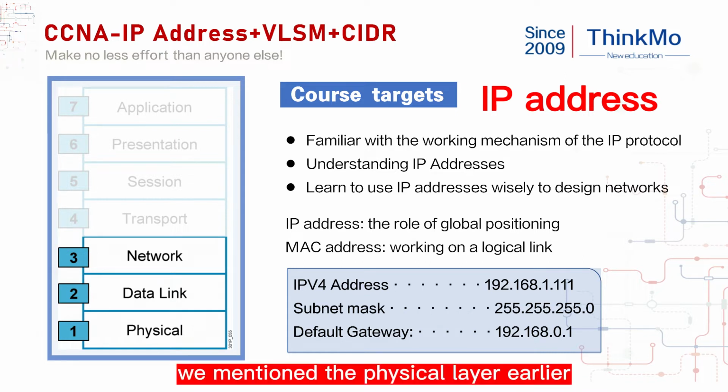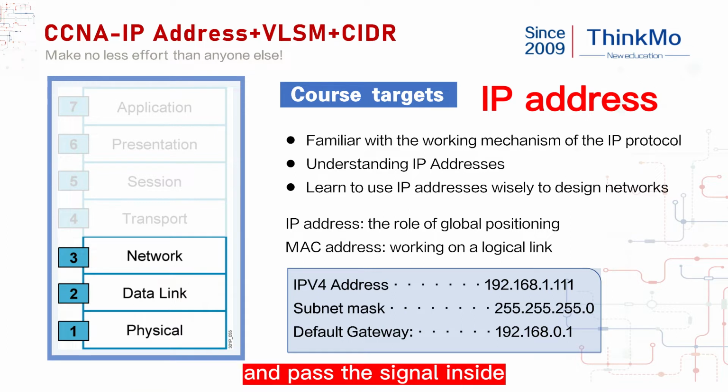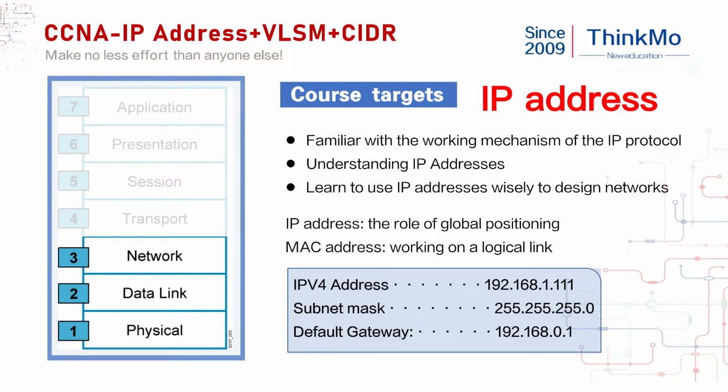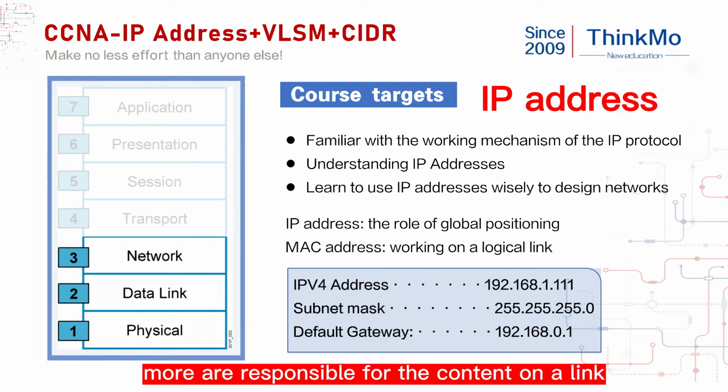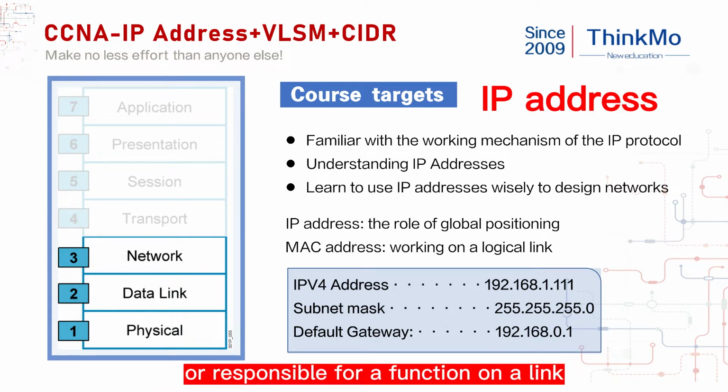We mentioned the physical layer earlier, for example, a transmission medium used to connect physical devices. Finally, the connection of the devices can be formed and pass the signal inside. The physical layer works like that. The data link layer is more responsible for the content on a link, or a function on a link. Then after reaching our network layer, we're going to open up our eyes.